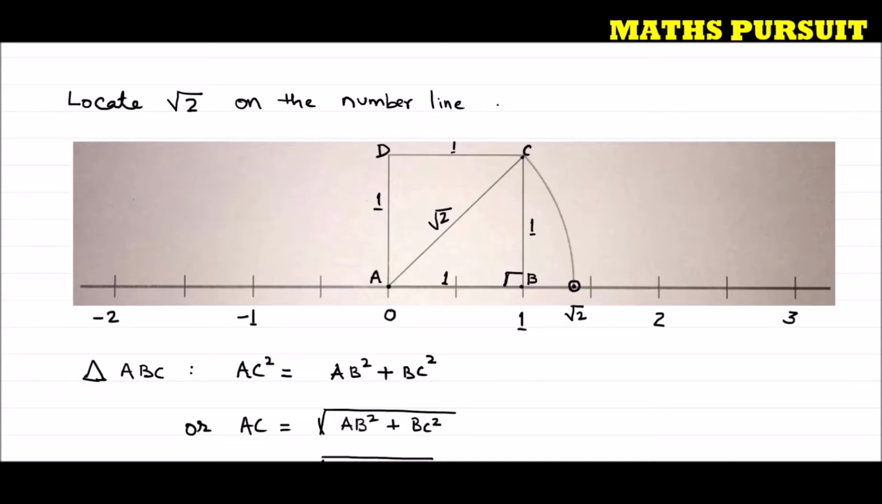How? Because we have measured the distance from A to C using an arc, and the distance between A to C is root 2. So we have drawn an arc taking AC, and the point where it intersects the number line is root 2. Or in other words, if I name this point as E, then we can say that the distance AE is root 2. Hope guys you understood this, how easy it is to find and draw root 2 on the number line.